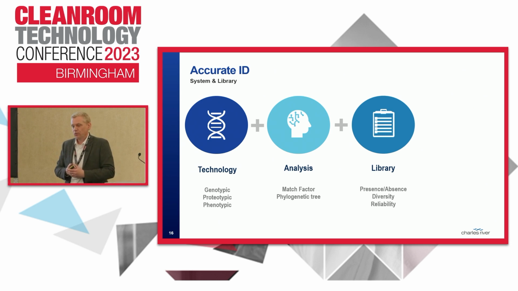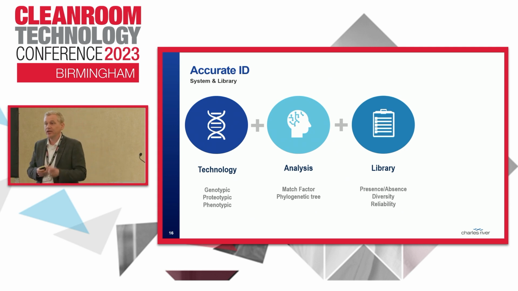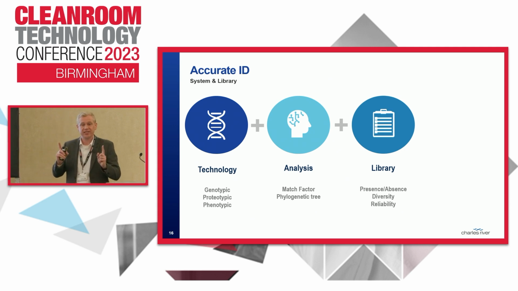With MALDI, the way it works is because you're looking at protein spectra from your isolate, within species, different strains have slightly different protein spectra. And just because your MALDI library has, say, Micrococcus luteus in it, it's not a guarantee it will always identify Micrococcus luteus, because there are different strains, you get strain variability. So the library needs to have good strain representation.